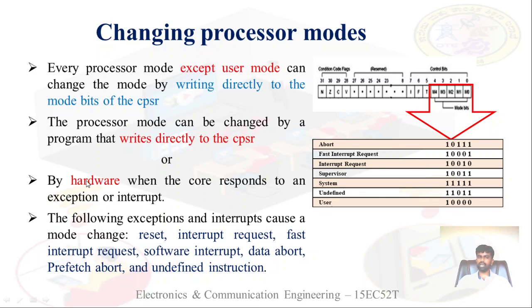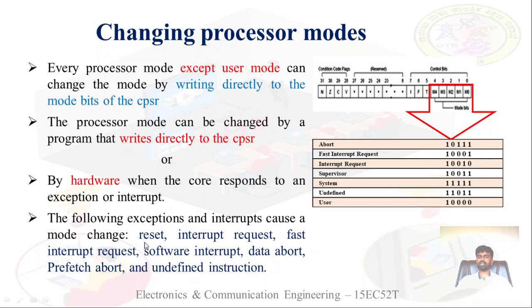The other way of changing the processor mode is by hardware. By hardware, when the core responds to an exception or interrupt, at that time the processor mode changes. These are the following exceptions and interrupts that can cause a processor mode change.